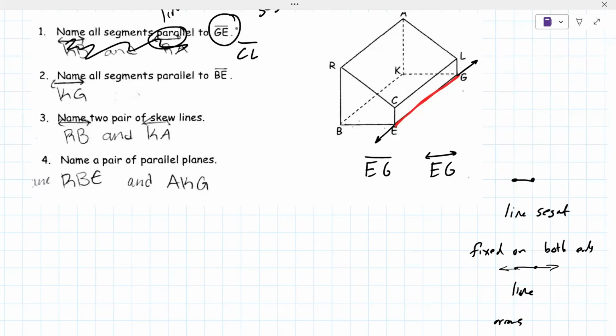CL and RA segments, and then BK or KB. So it says all, which means you have to get all of them. There's no shortage there. Is that okay?